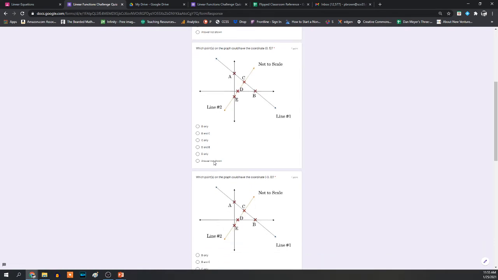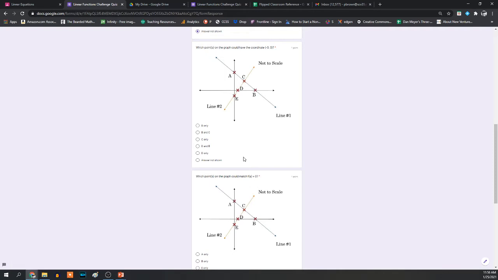Next one. Which points on the graph could have 0, 5? Here x is 0, so that's a y-intercept. I have two y-intercepts, e and a. Here's the problem with e. I don't know what e is, but I know it's negative because it's below the x-axis. So this has to be a only, which isn't listed. So I'm going to say answer not shown.